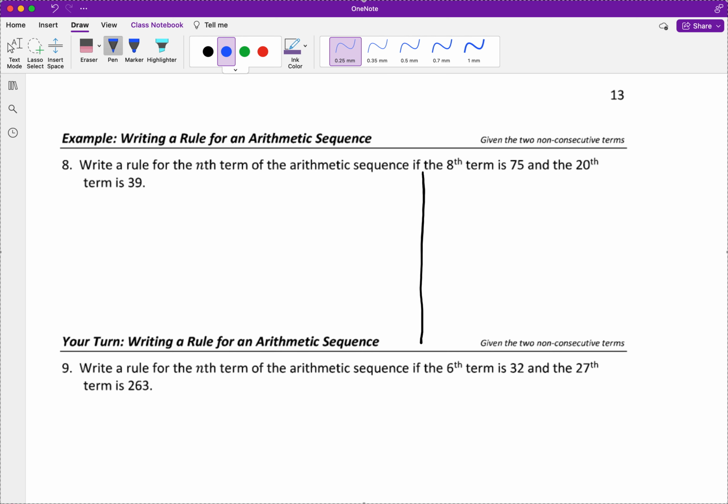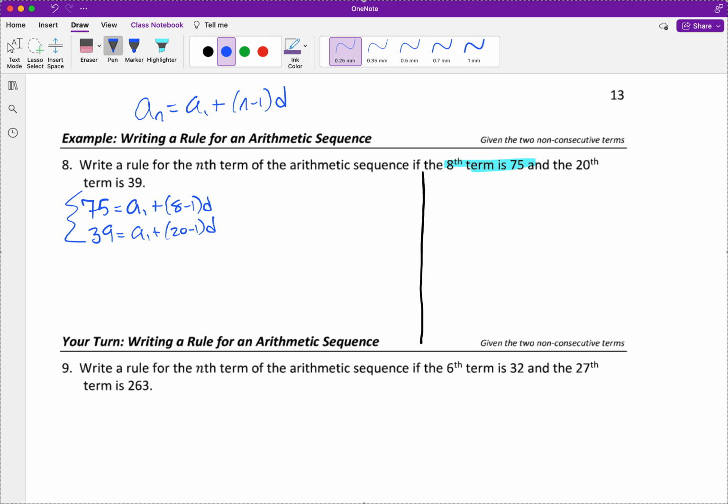So we start off doing a similar thing. I'm going to say, hey, if my rule is an equals A1 plus n minus 1 times D, which you need to memorize, I'm going to start off with this first one here. Okay, the 8th term is 75. So I'm going to say, hey, 75 equals A1 plus 8 minus 1, because the 8th term is 75, times D. I'm going to do the same thing with the 20th term. So I'm going to get 39 equals A1 plus 20 minus 1 times D. And if you're looking at this, we have two different equations and two different unknowns, which means we have a system of equations.